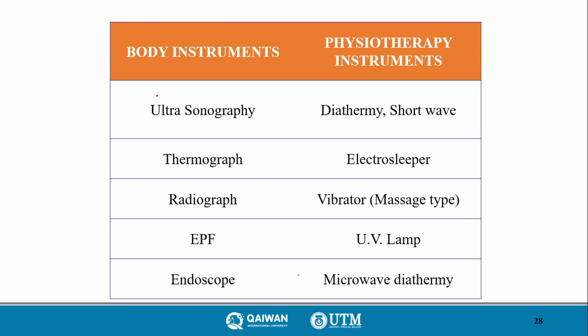For the body instruments: ultrasonography, ultrasound test, thermograph, radiograph like the X-ray, EPF, endoscope. The physiotherapy instruments: diathermy, shortwave, microwave, UV lamp. These are medical instruments that use heat for heat therapy. Heat therapy can be either hot or cold. Electro sleeper and the massage type vibrator.